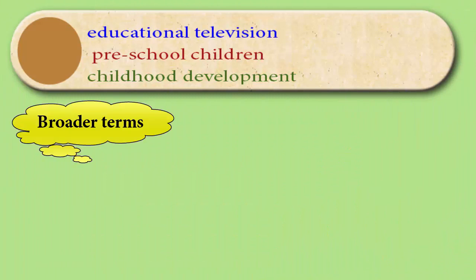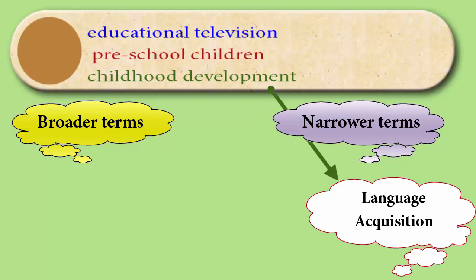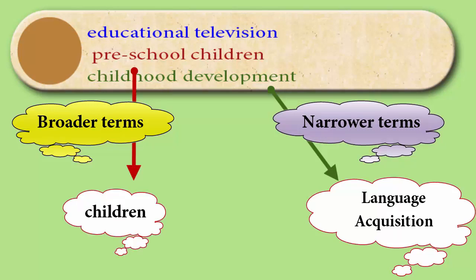Additionally, I'll want to have broader and narrower terms for some parts of my topic at the ready. For instance, development is pretty general. I might decide to focus on language acquisition and choose that term to narrow down my search. Or I might decide that preschool children is too narrow of an area for my topic, and I may decide to open it up to the more general term of children.